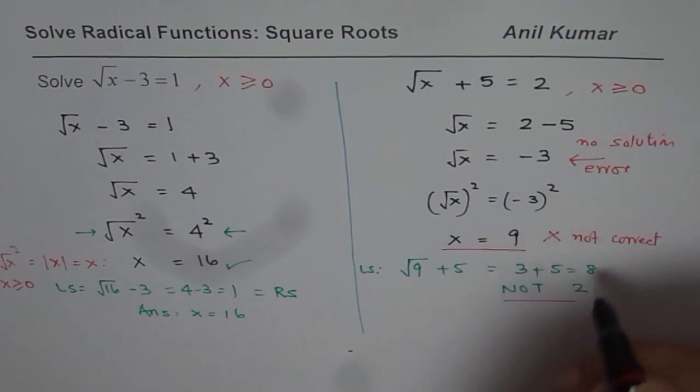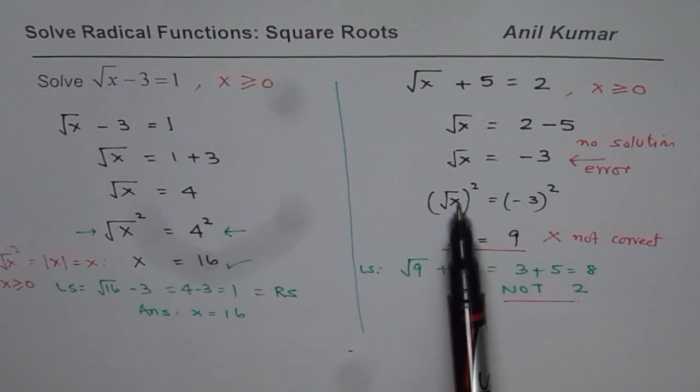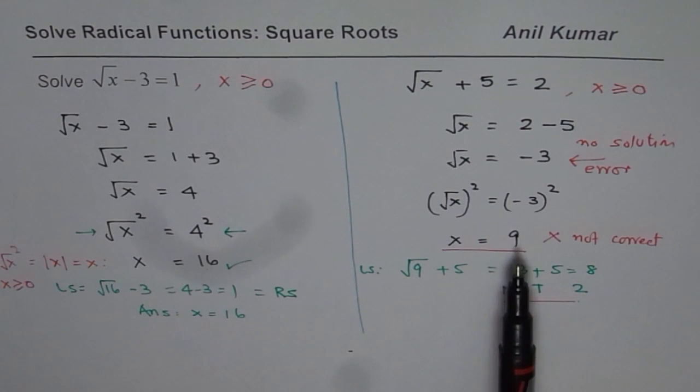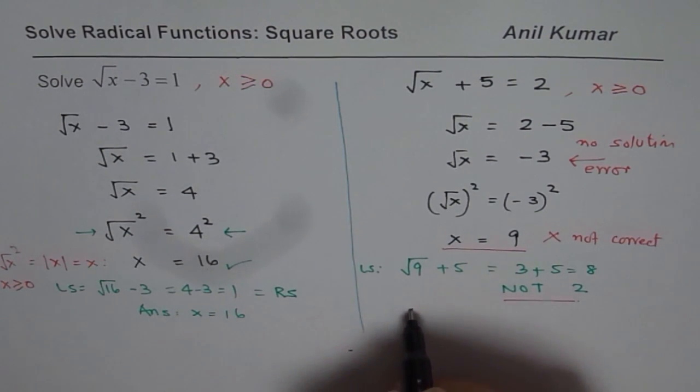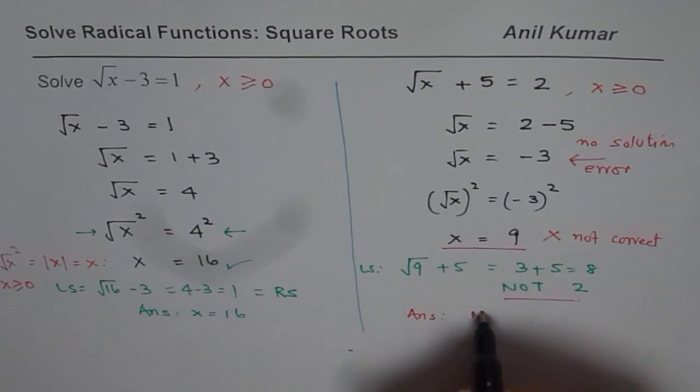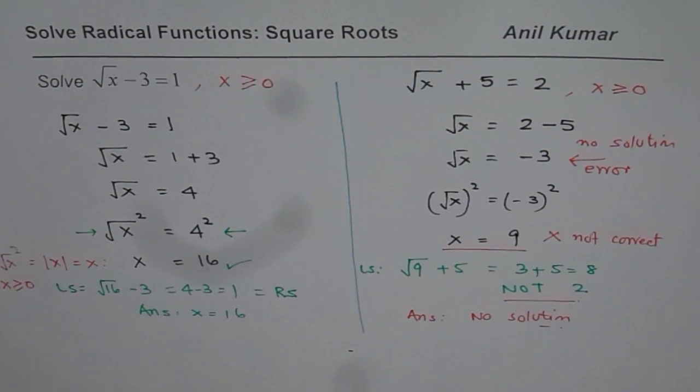The idea of going back to this question in this fashion is to make it absolutely clear to you that when we square both sides, we do incorporate errors. These are called erroneous roots. We have to check for these roots, and then we can write our answer as no solution. I hope this point is well taken care of.